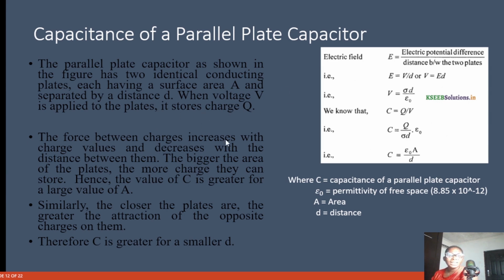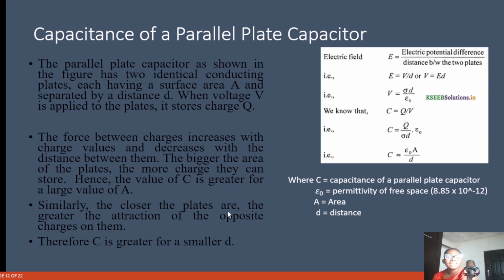The force between charges increases with charge values and decreases with the distance between them. Also, the bigger the area of the plates, the more charge they can store. Let's not forget that the capacitance of a capacitor is directly proportional to the area. A bigger area means more capacitance, like more ability of the capacitor to do what? To store charges. So capacitance is directly proportional to the area.